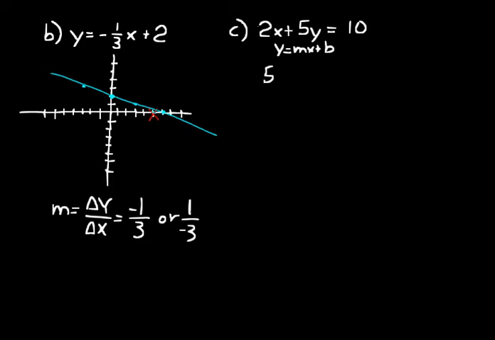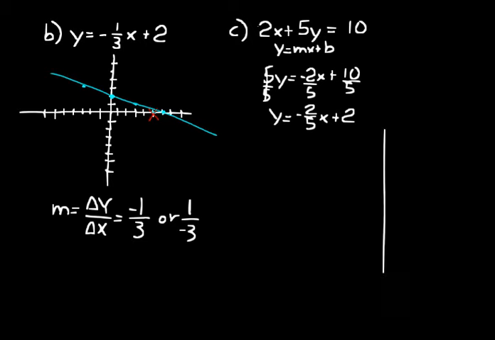So we would have 5y equals negative 2x plus 10. And then we divide every term by 5. And so that means this, this, and this. Every term gets divided by 5. Y equals negative 2/5 times x plus 10 over 5, which is just 2. Now we can go ahead and set up an xy coordinate system.